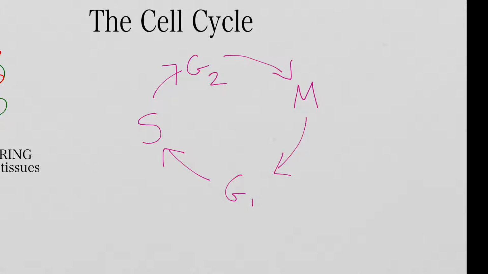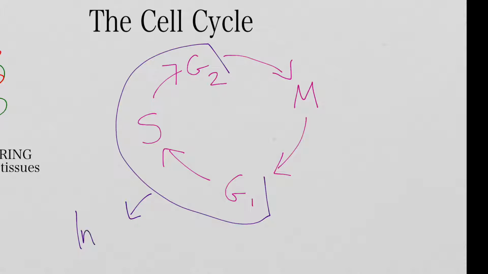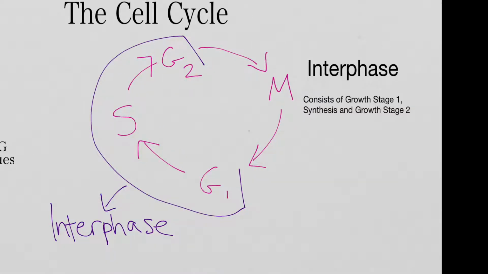Now we know that mitosis is a separate part of this, but we can group the other three parts together, as these make up one stage which happens before mitosis, called interphase. Interphase consists of growth stage 1, synthesis and growth stage 2. It happens before mitosis, and its definition is a period of cell growth and DNA replication.